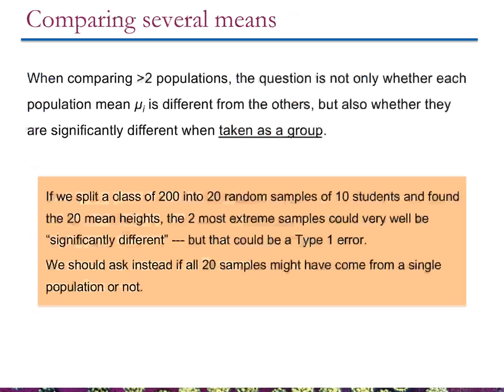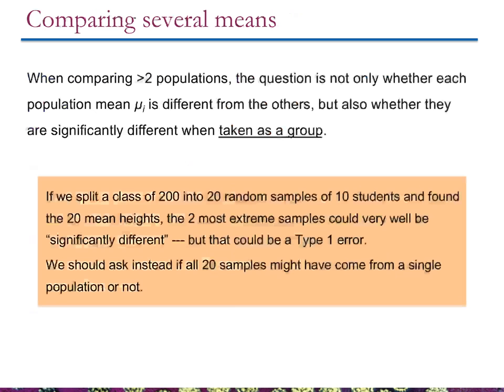So as an example, let's say we split a class of 200 into 20 random samples of 10 students each, and we found the mean heights of those 20 different samples. If you look at those, you're going to see that one of them will be the smallest mean value and one the largest. If you take those two most extreme samples and do a two-sample t-test between them, they very likely might be significantly different from each other. Okay, but that could be a type 1 error. There's always a 5% chance of that if we set our alpha at 0.05.